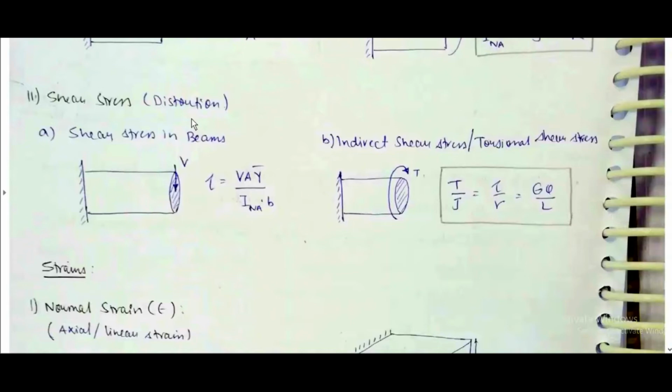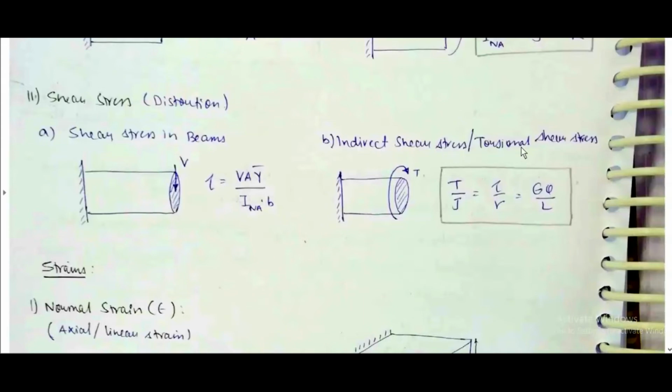Shear stress distortion. Shear stress in beams. If a beam with circular cross section is like this, then if we apply a force V in this direction parallel to the cross section, there will be shear stress generated. Tau is equal to V A y bar by I NA B. Here B is width, I is moment of inertia about neutral axis, V is force, A is cross sectional area, y bar is distance from center.